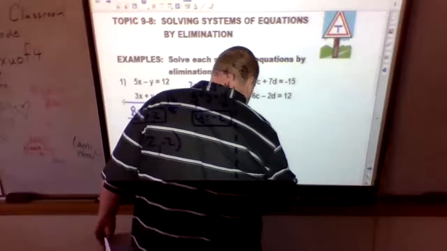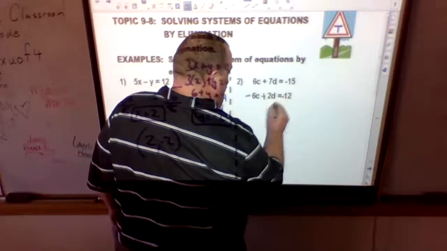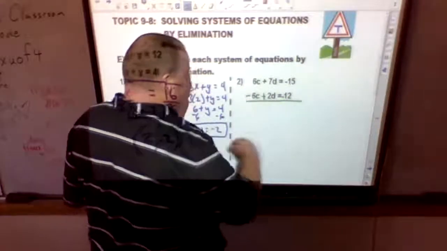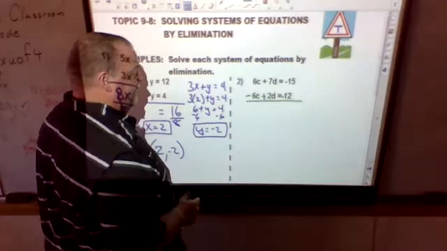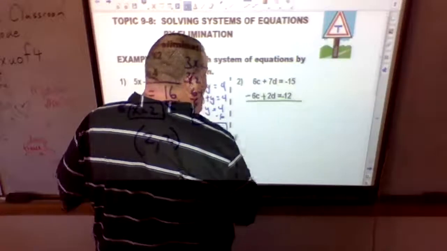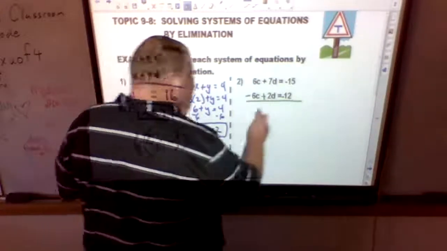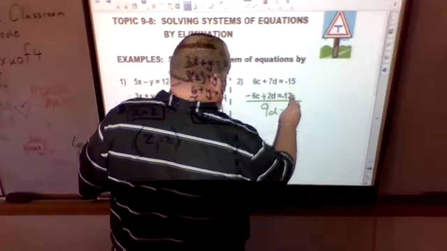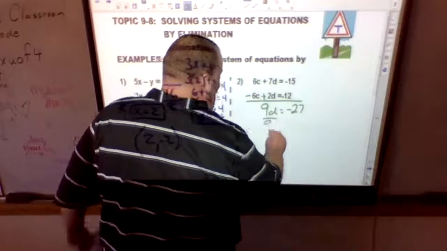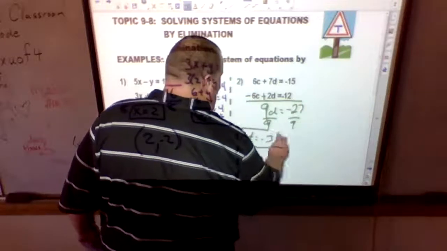So we're going to change the sign here, this bottom. So we're going to do this right here. Okay, so 6C minus 6C is nothing. So we just eliminated the C. 7D plus 2D here is 9D, and negative 15 minus 12 is negative 27. Divide each side by 9, and so D equals negative 3.